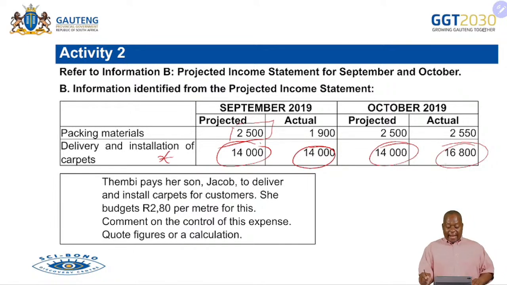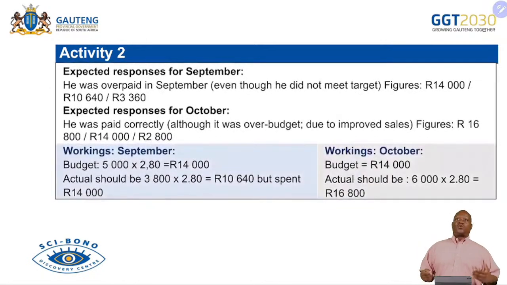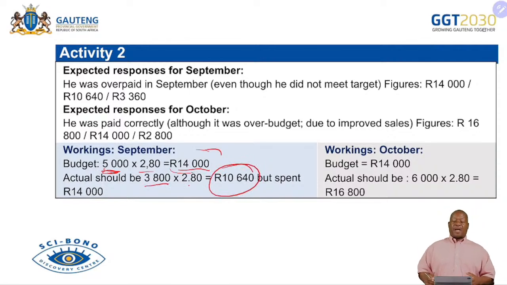And there was also an increase in the amount, but is it proportional? That's what we are checking here. So let's check what it is that we are expected to have here now. So you check on the workings. Budgeted 5,000 at 2.8, which is 14,000. Because if you divide 2.8 into 14, you get 5,000. But actually, what happened? It was less. So we should have been expecting 2.8 by 3.8, which means we are expecting to pay them 10,640. But how much was he actually paid?